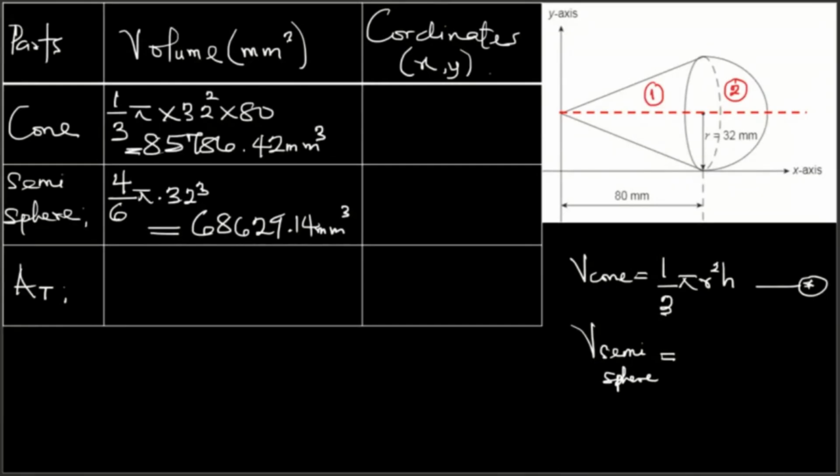So how do we determine the x and y coordinate of the cone? With the cone, we need to calculate the CG of the cone here, the CG from this point to this point.